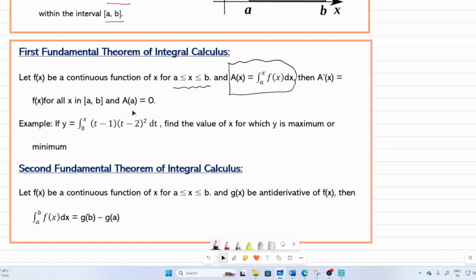The question is given in this manner: if y equal to this thing, find the value of x for which y is maximum or minimum. I told you, this is the maximum difficulty level of sums I will be covering here today. Easy sums you have already practiced, but these are a bit conceptual sums, as the first fundamental theorem is included in your syllabus, the second fundamental theorem of integral calculus is also there in your syllabus. You know the application of it in simple problems as well as in difficult problems.